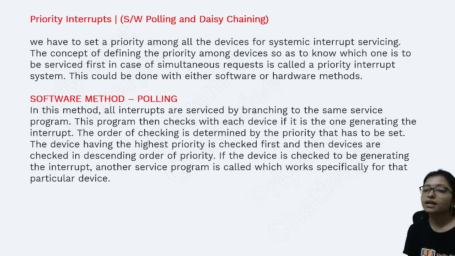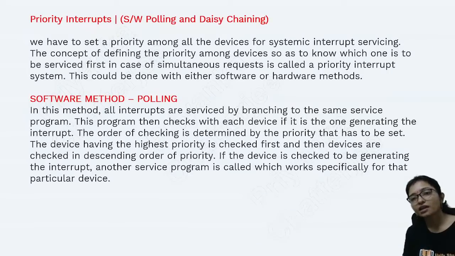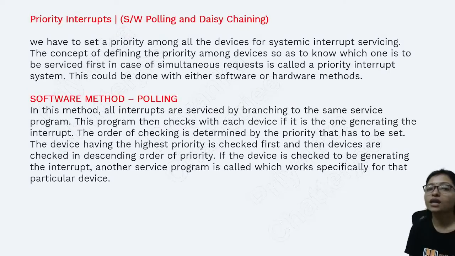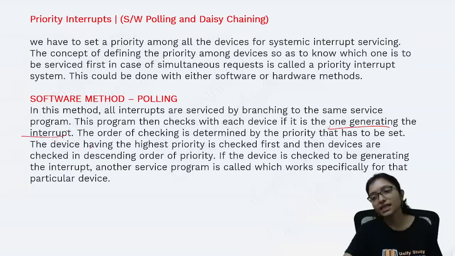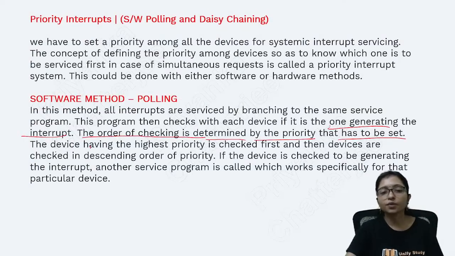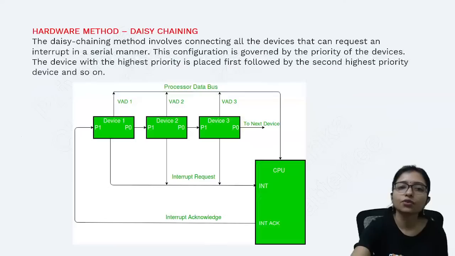So according to that I have to set the priority number: this is high priority, this is low priority. So when the priority is set, how will it be handled? This is handled through the software method, polling. All interrupts are serviced by branching to some service program. This program then checks each device, whether it is the one generating the interrupt, and in the order of checking it determines the priority that has to be set. So it will set the priority to serve the request. This is through software polling.